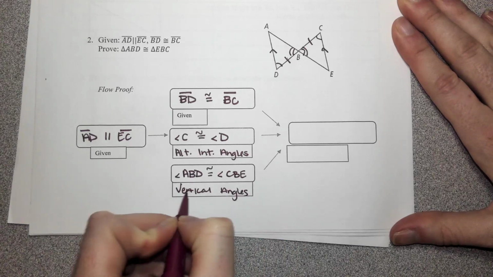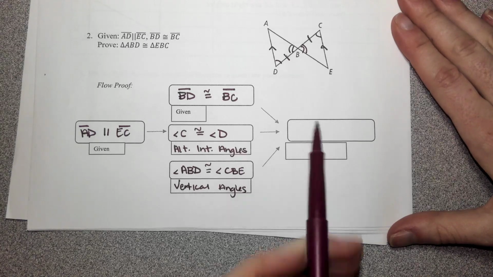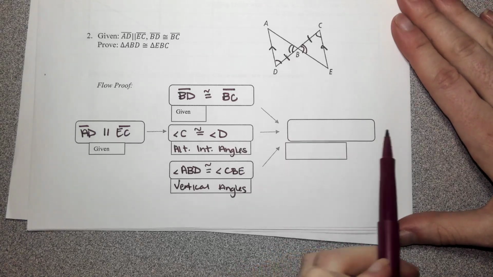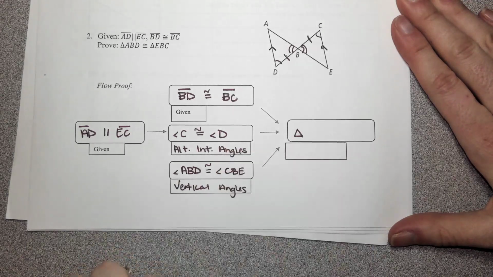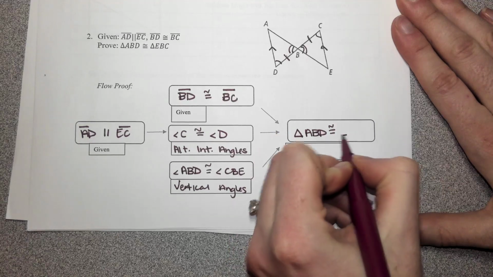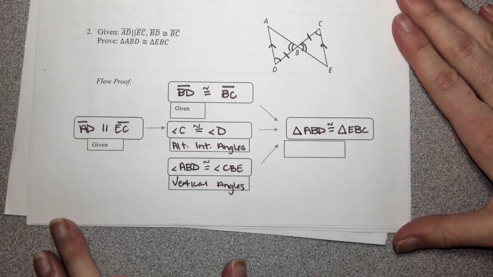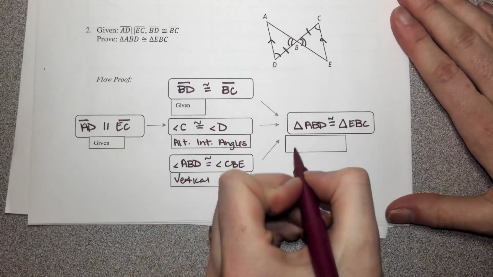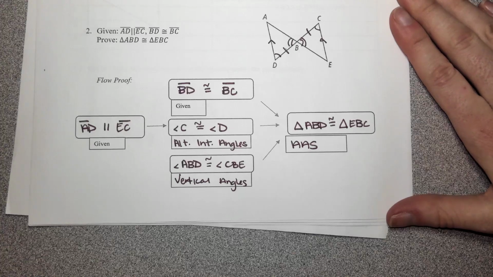I think that's exactly what Tobias was saying. Okay. So what were we trying to prove? That triangle ABD is congruent to triangle EBD. Okay. And what's our reason? Angle, side, angle, side. So this is the one Josh was talking about earlier.